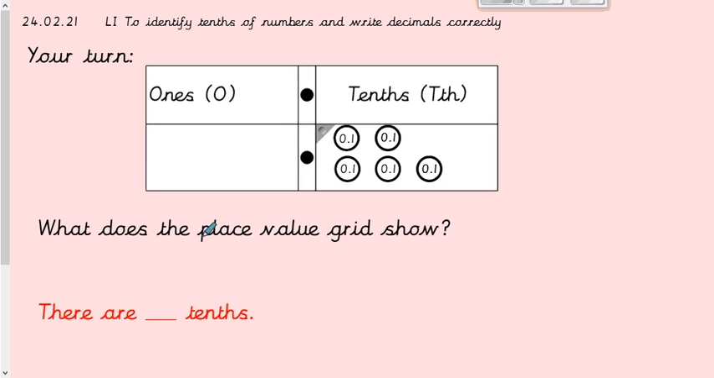So now it's your turn. I want you to have a look at the place value grid and find out how many tenths there are and how it would be written as a decimal for me, please. So there are 1, 2, 3, 4, 5 tenths. And as a decimal, that would be 0.5. Okay, so there are 5 tenths, which as a decimal is 0.5.